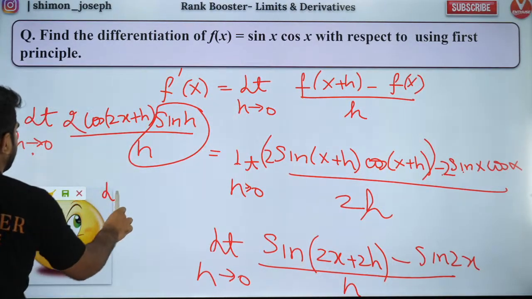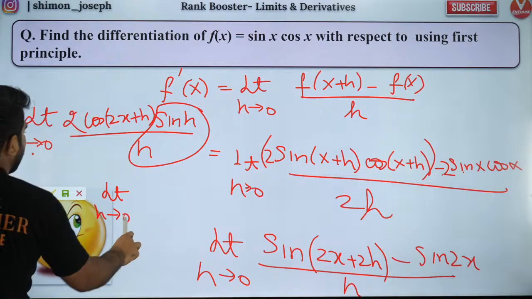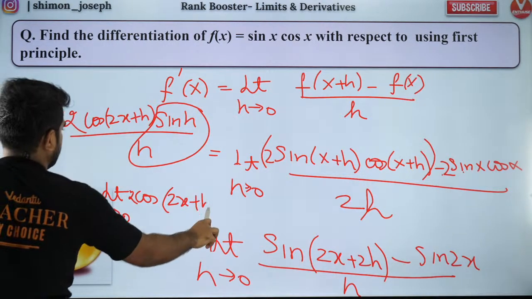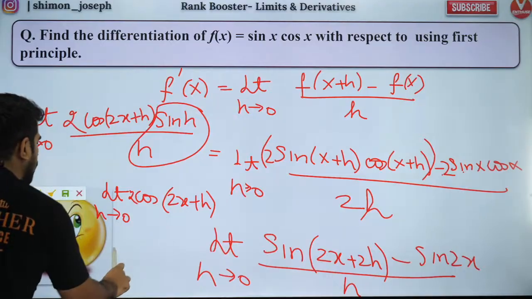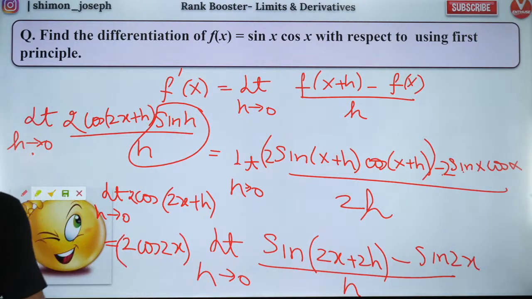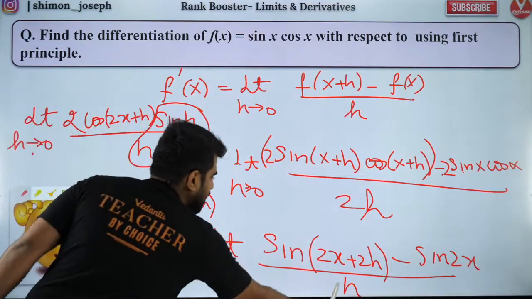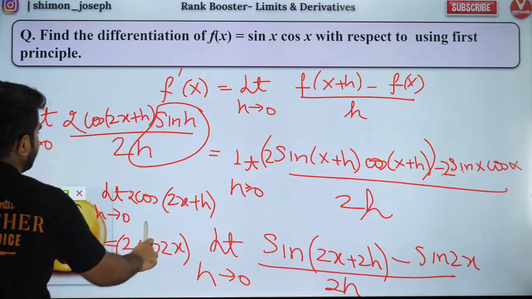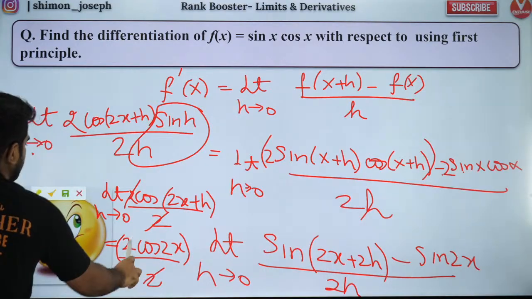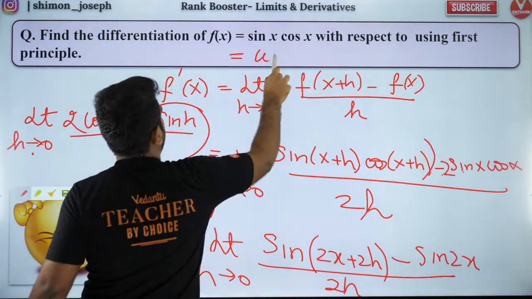So the answer is limit h tending to 0 of 2 cos of 2x plus h. Got it? Now h is 0, so the answer is 2 cos 2x. Are you all clear with that? And I have 2h in the denominator, so that will get cancelled with the numerator 2. So the answer will come out to be just cos 2x.